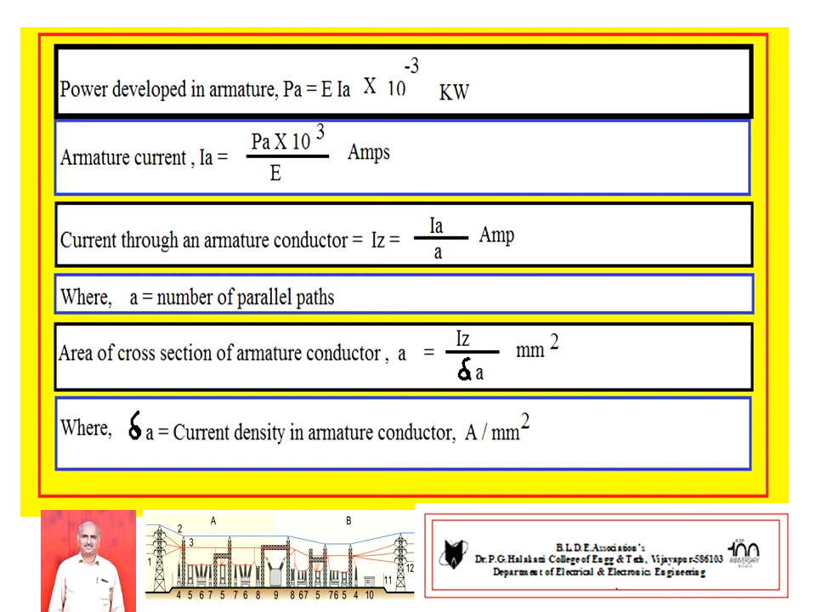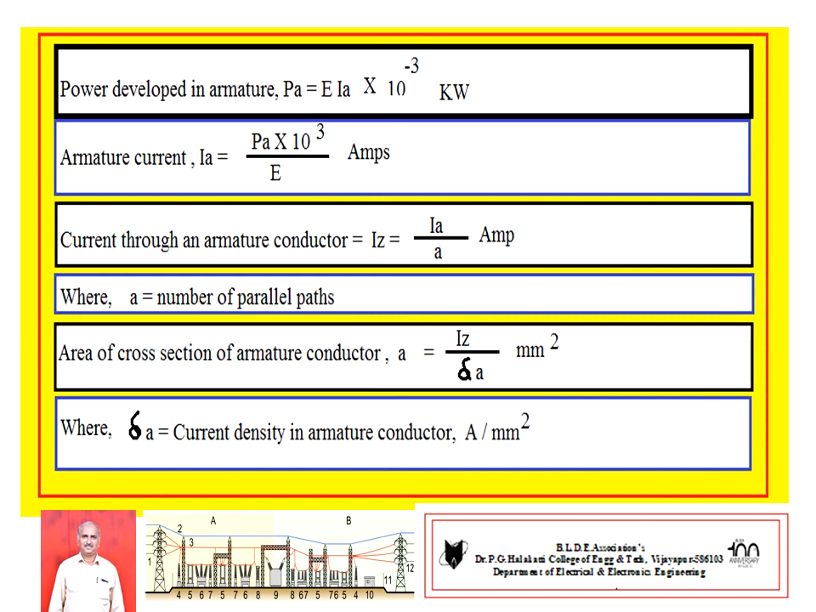Number 1, power developed in armature PA equal to E into IA into 10 to the power of minus 3 kilowatt. Before going to that, PA equal to P for motor, PA equal to P by efficiency for generator, depending upon the DC machine, by starting with P, the output rating of the machine in kilowatt. So, PA is power developed across armature. So, it may change for motor as well as generator.